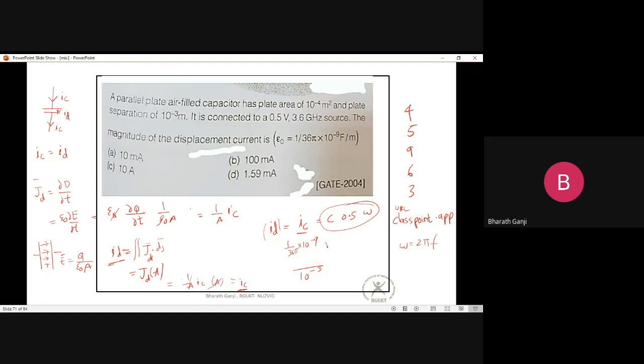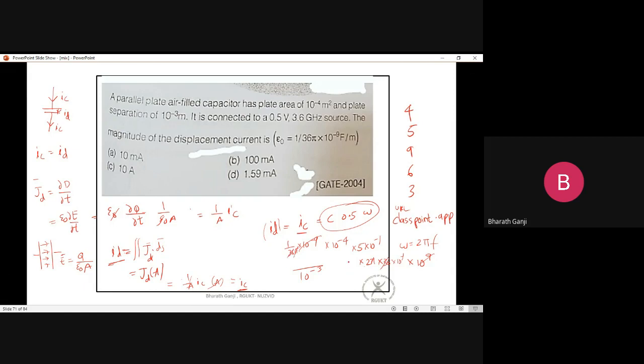Okay, area is 10 to the power of minus 4 into 0.5, that is 5 into 10 to the power of minus 1. Omega is 2 pi into frequency, which is given as 3.6 into 10 to the power of 9, gigahertz. So you can see 10 to the power of 9 gets cancelled out, and here pi gets cancelled out. 3.6 is there, so I can write it as 36 into 10 to the power of minus 1. So you can see 36 gets cancelled out.